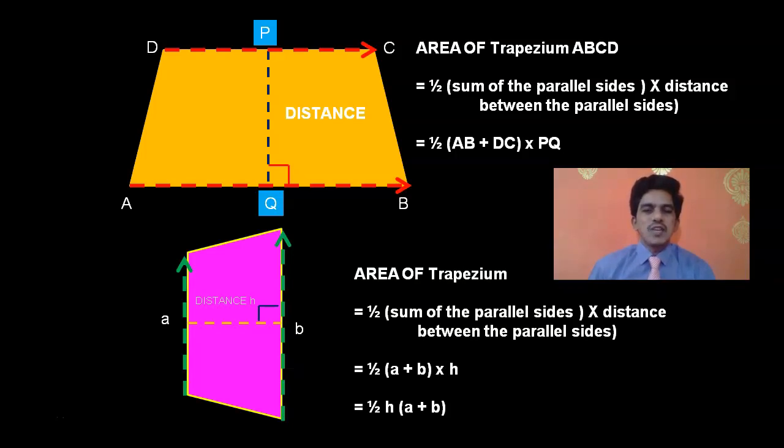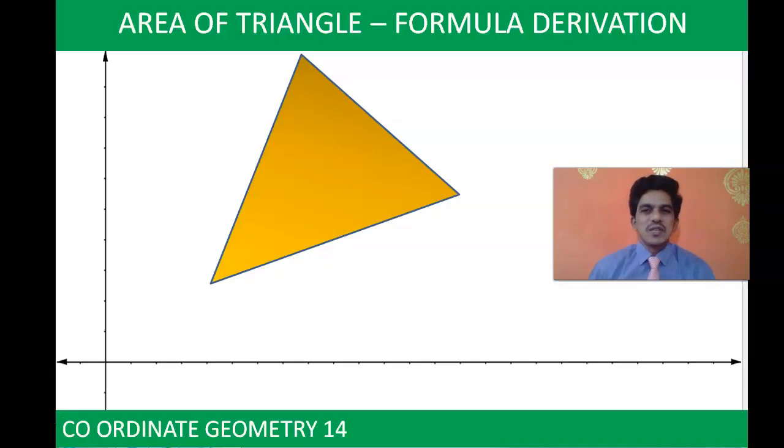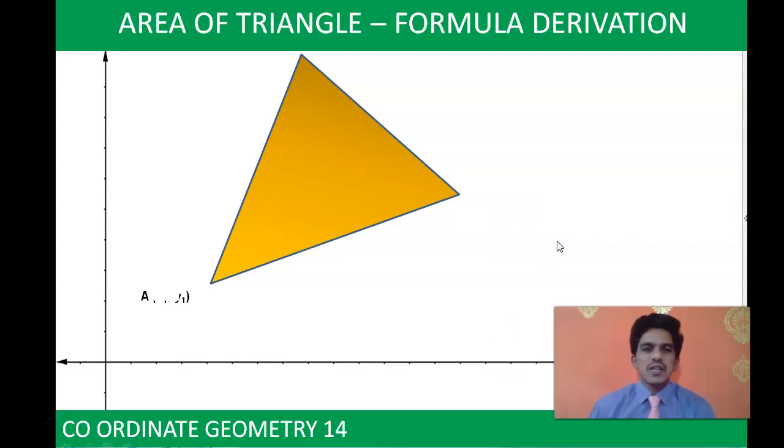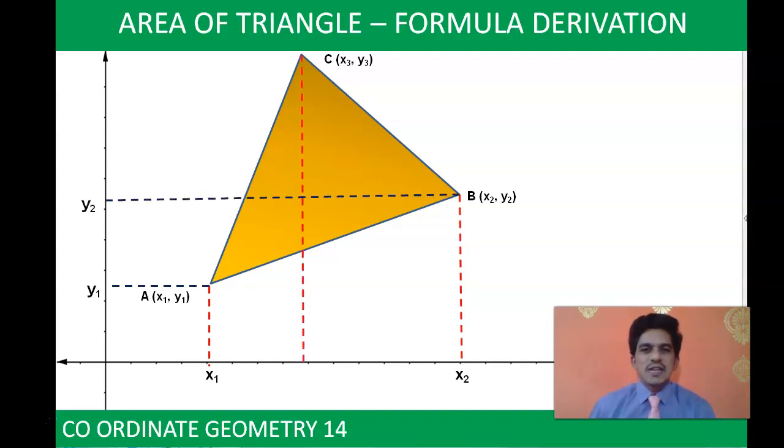Now, I think you are wondering why we are discussing the area of a trapezium when the concept under discussion is the area of a triangle. I'll tell you. Suppose this is the triangle for which we have to calculate the area. Let the coordinates of these three vertices be (x1, y1), (x2, y2) and (x3, y3). This is (x1, y1), (x2, y2), and for C, it will be (x3, y3).